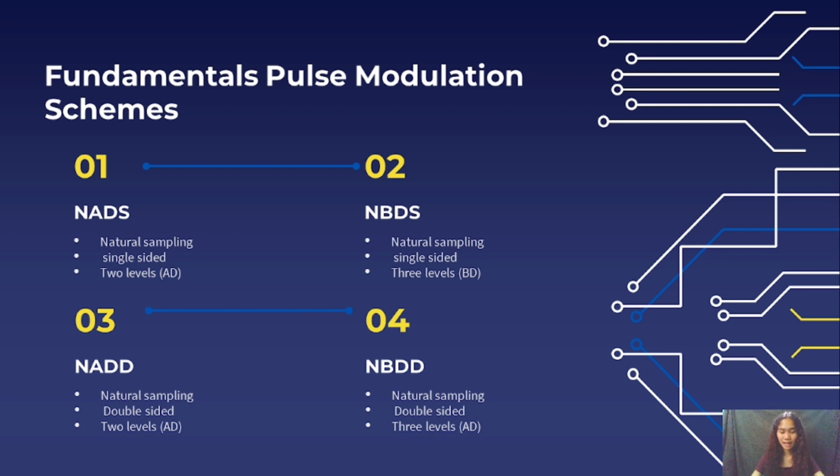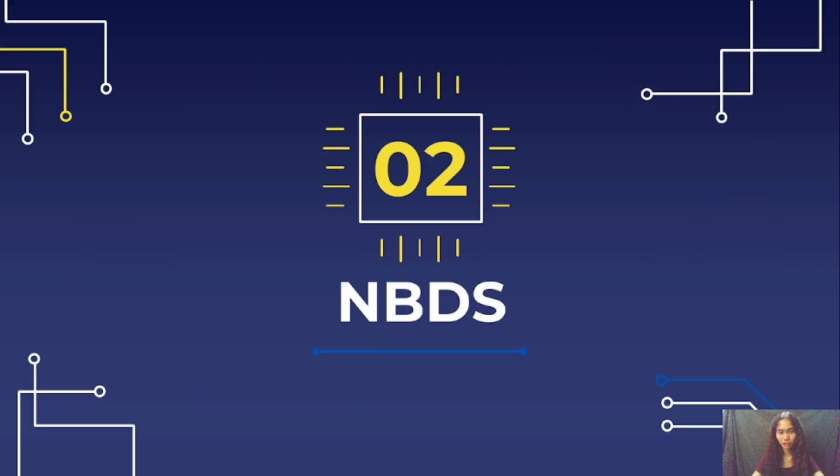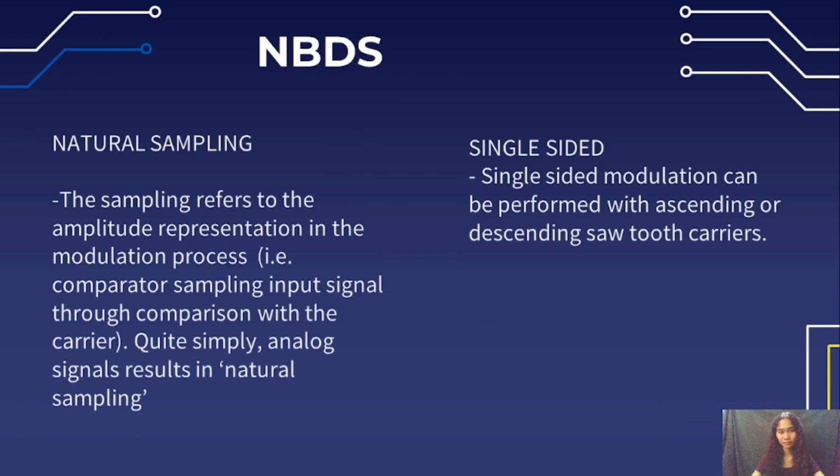There are four fundamental pulse modulation schemes: NADS, NBDS, NADD, and NBDD. These four belong to natural sampling. NADS and NBDS are single-sided modulation, while NADD and NBDD are double-sided modulation. NADS and NADD are two-level, and NBDS and NBDD are three-level modulation. Now let's discuss more about NBDS.